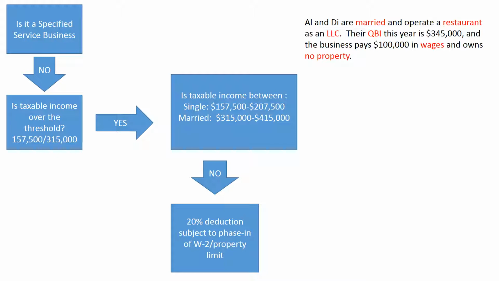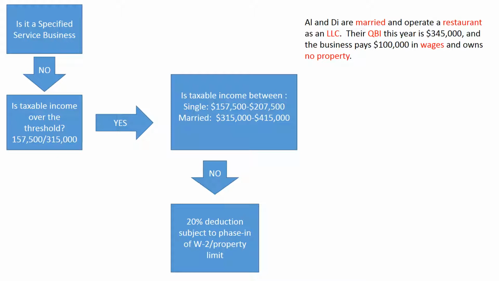So to calculate the phase-in, first determine what the amount of your deduction would be if the wage and property limit didn't apply at all, which will be the 20% of your QBI. Next, calculate your deduction as if the wage and property limit applied in full. Your phase-in amount is based on the difference between these two calculations multiplied by your phase-in percentage.